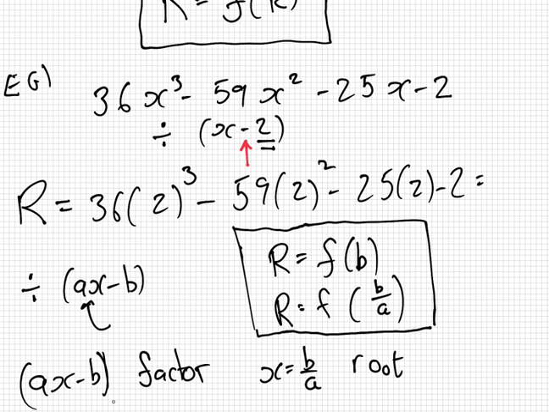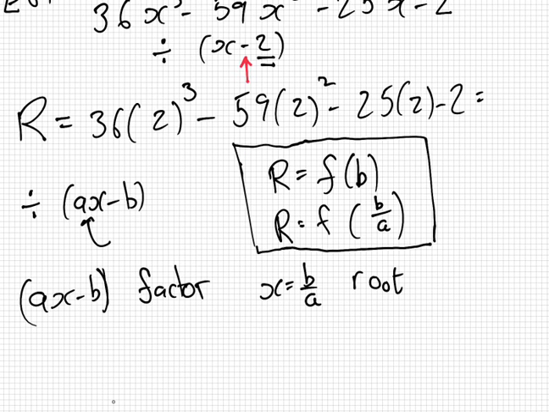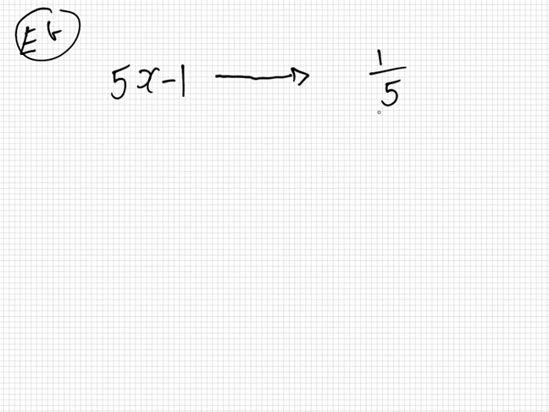Can I scroll down? Yeah? Okay. Alright, so let's have a look at some examples. So first example is just question 1a. I ask you to change the factor into a root. So if this is a factor, what's the root? Very good, yeah. 1 over 5. Can you see how you do that? In your head, you say 5x minus 1 equals 0, and you rearrange it. The 1 goes to the right and the 5 goes down. So you get 1 over 5.